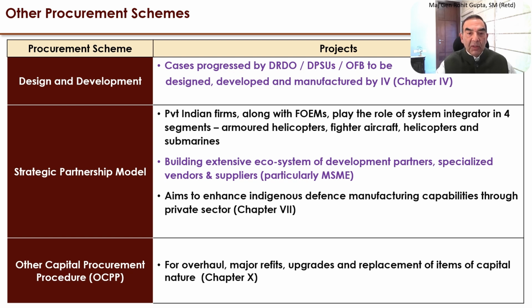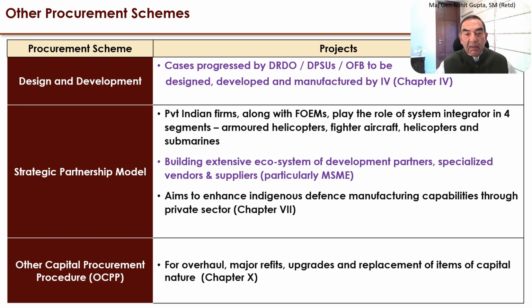Strategic partnership model. This was there in DPP 2016, also in DAP 2020. In this, the private Indian firms, along with the foreign OEM, play the role of a system integrator in 4 segments: armored helicopters, fighter aircrafts, helicopters, and submarines. It basically involves building an extensive ecosystem of development partners.